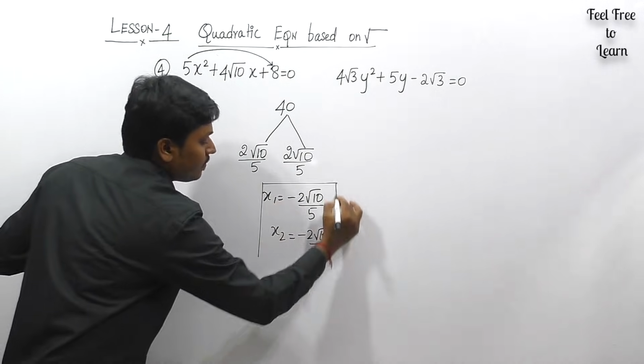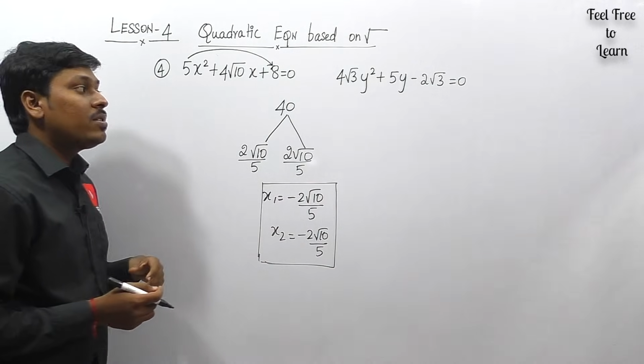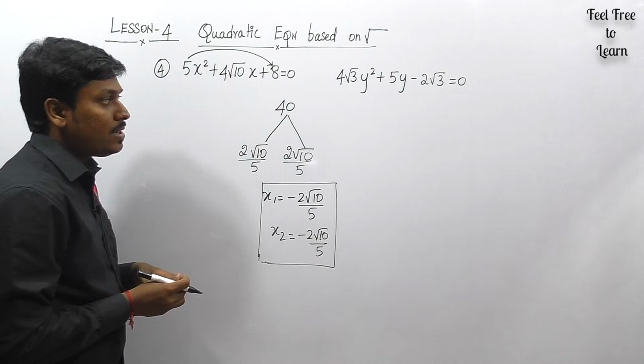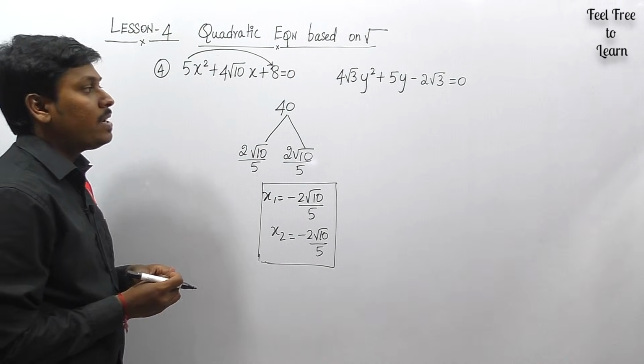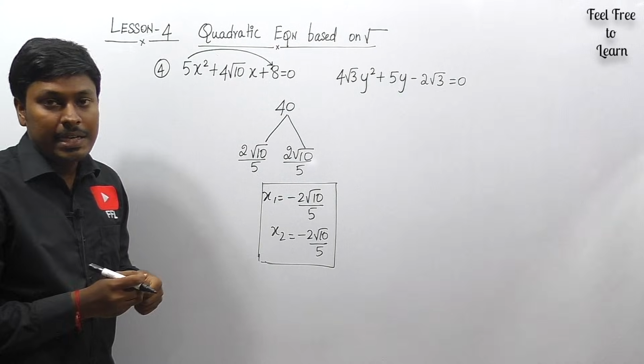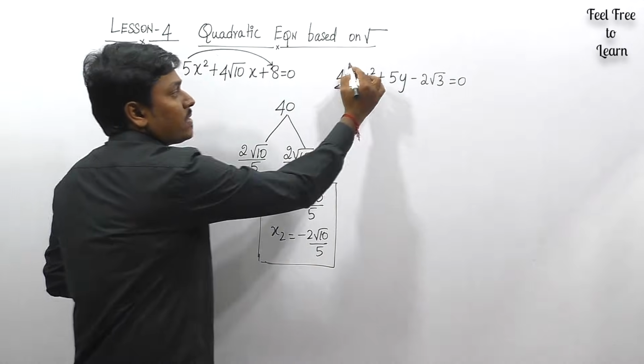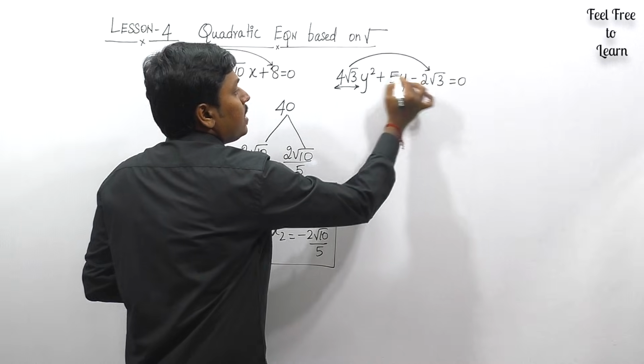So finally we got the factors of x, that is minus 2 root 10 by 5. Let me move on to the second expression, that is 4 root 3 y square plus 5y minus 2 root 3. Again, similarly, the second equation is also a quadratic equation, but before y square we have a constant 4 root 3. So first of all we need to multiply 4 root 3 into 2 root 3.